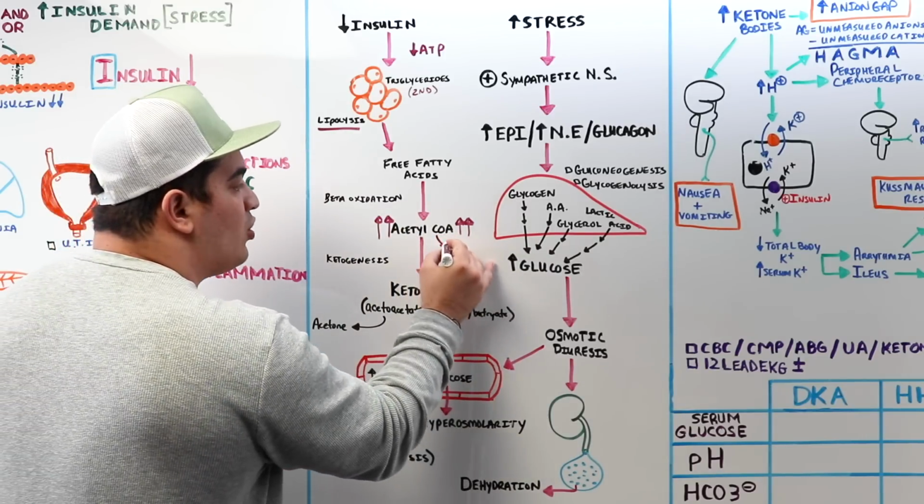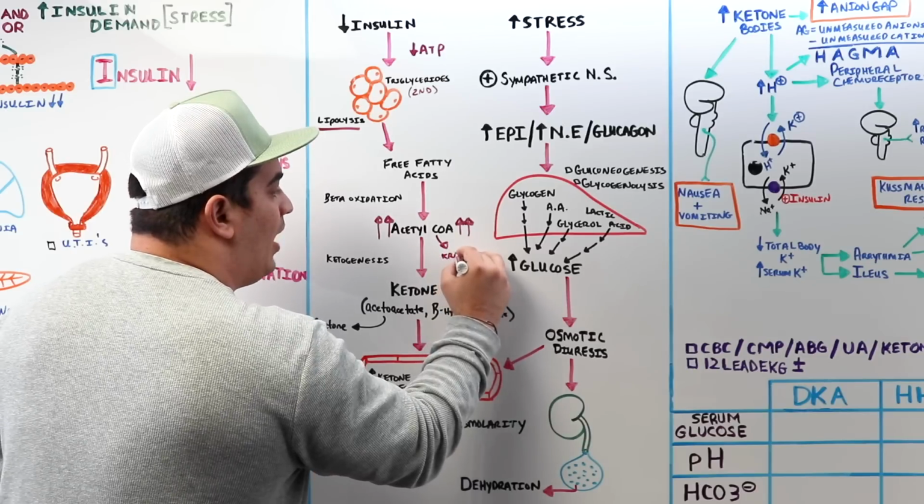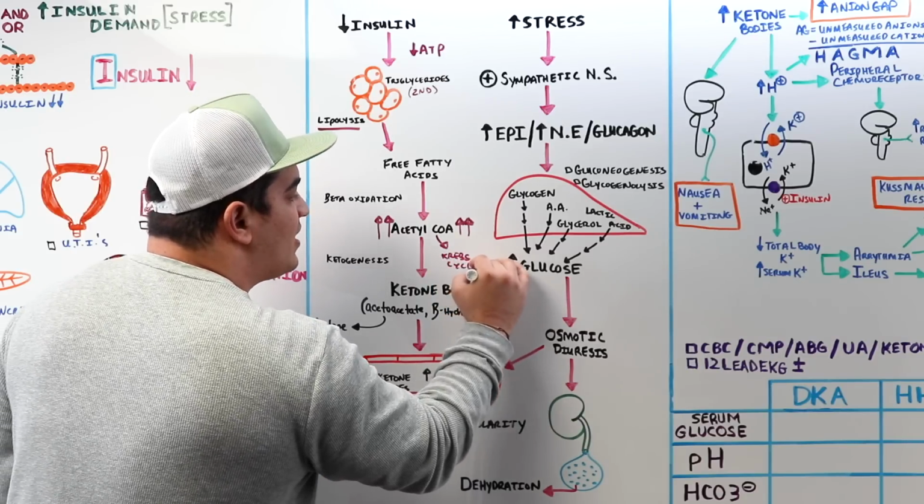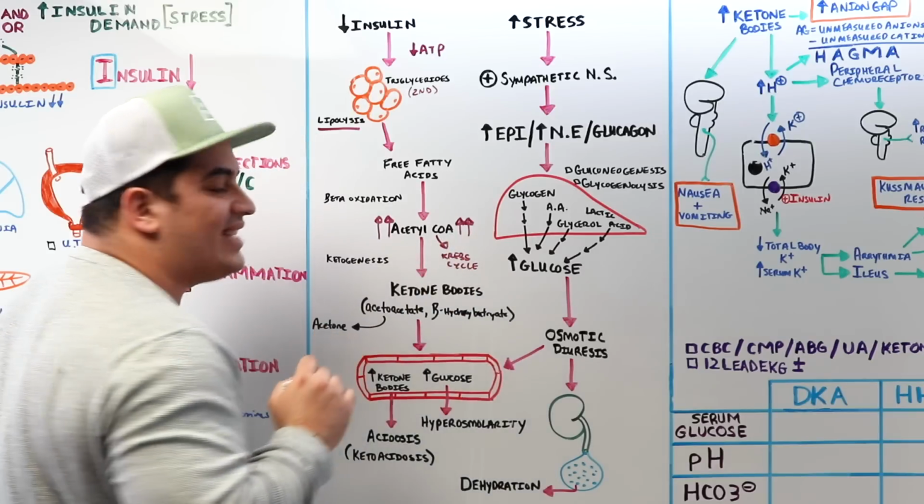Now, acetyl-CoA wants to go into what's called the Krebs cycle. But whenever there's so much of this acetyl-CoA, the Krebs cycle gets saturated.